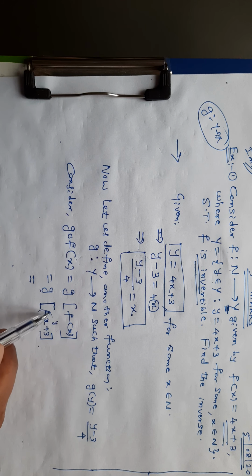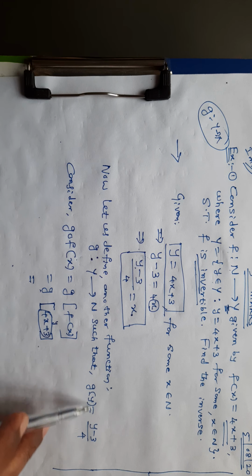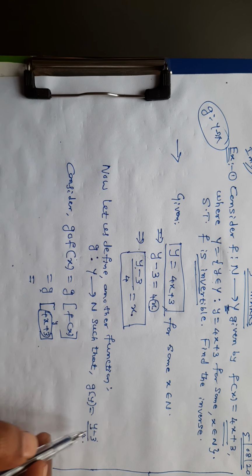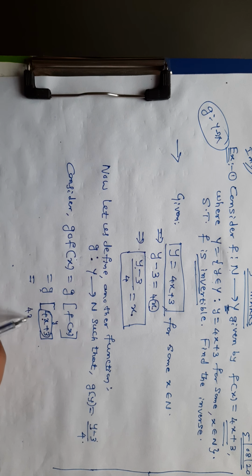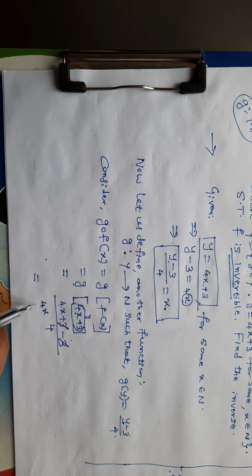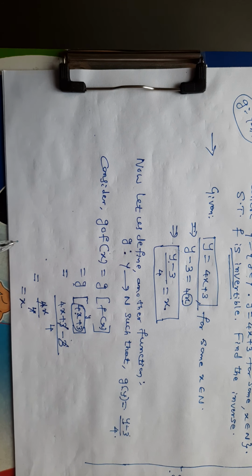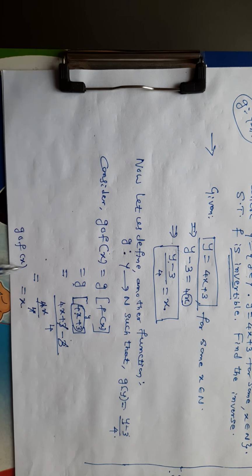So you can treat this whole thing as y here. So g of y. Where is my g of y? See, g of y is equal to y minus 3 divided by 4. So I should write here y minus 3 divided by 4. So instead of y, I can substitute 4x plus 3. So here plus 3 and minus 3 get cancelled. So 4x divided by 4, the 4 gets cancelled. So I will get what? x. So here g of f of x is equal to x.